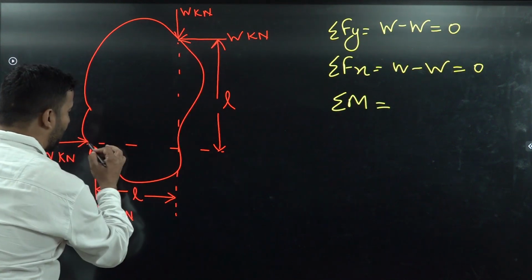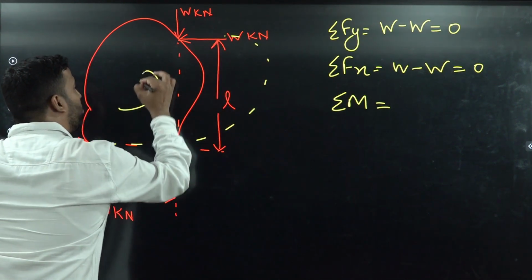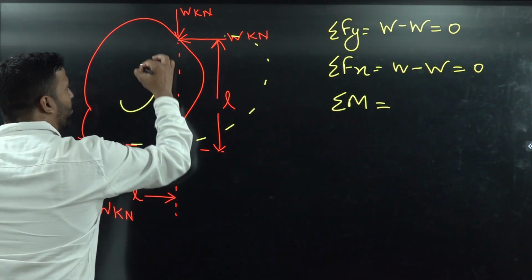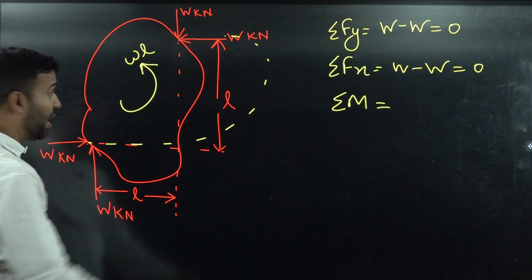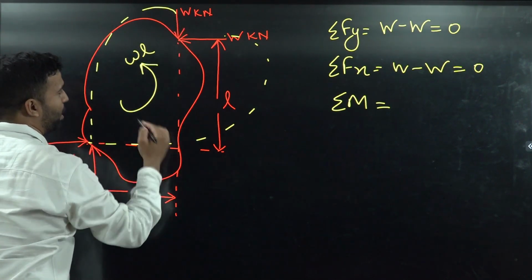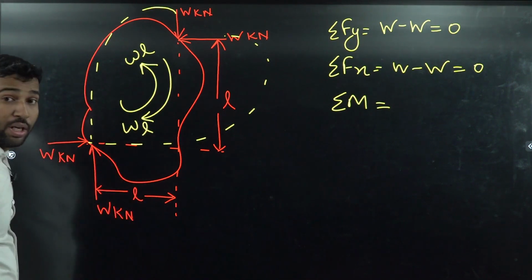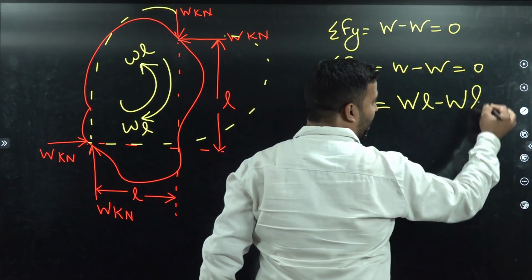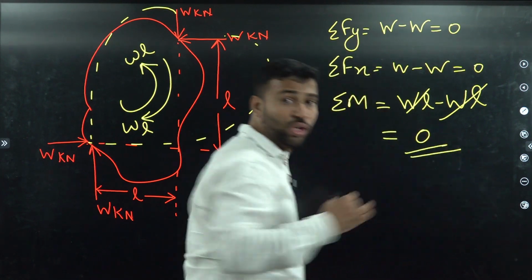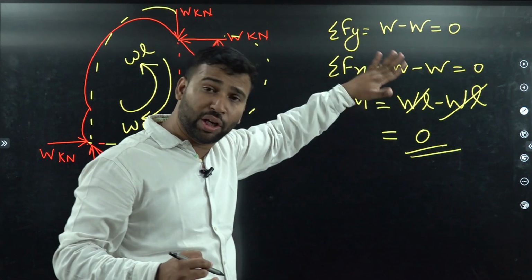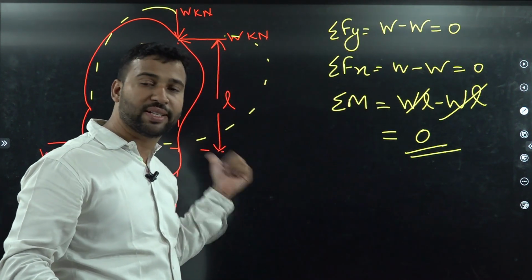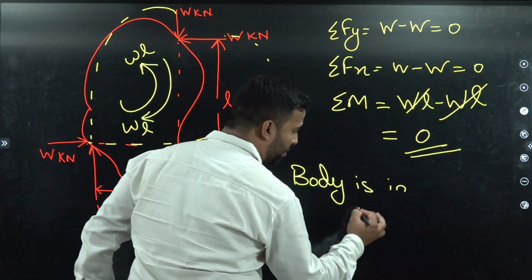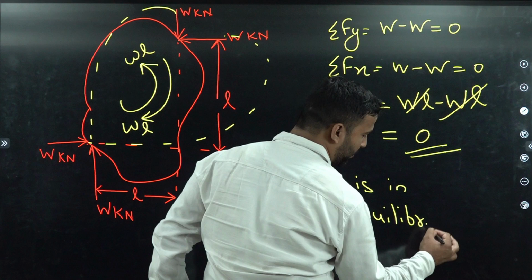Now this W and this W will try to make an anti-clockwise couple of W into L, and this W and this W will try to make a clockwise couple of W into L. Now the net moment acting on this structure is clockwise WL and anti-clockwise WL, and both will cancel each other, so the net moment equals 0, student. So in this particular case, all three conditions are satisfied. So this body or structure is under equilibrium. Okay, students? Done.